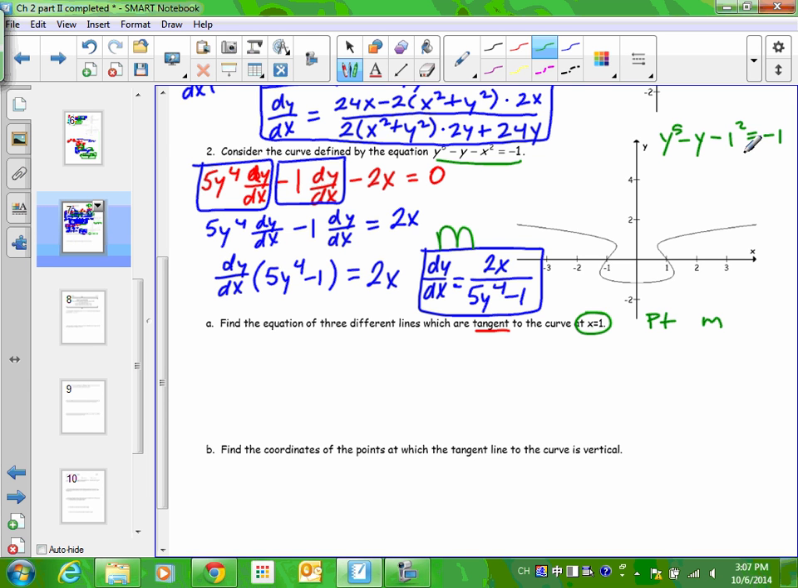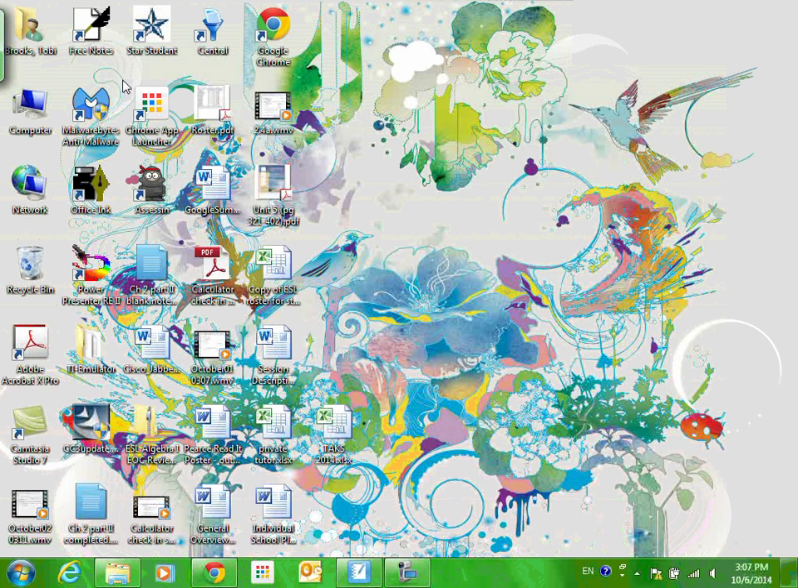Now, we could solve this by hand. You could also solve this in a calculator. How would you solve it in your calculator? I feel like we need to redo this. So get your calculators out.